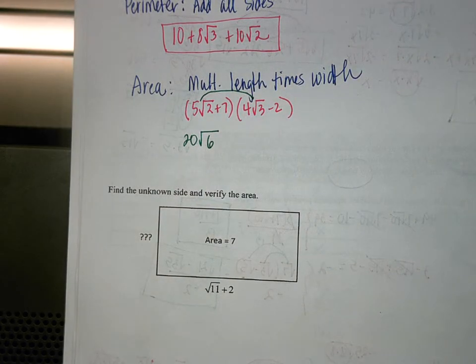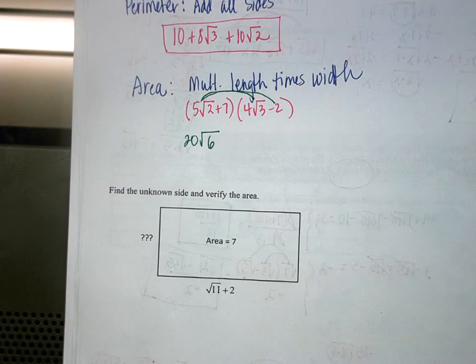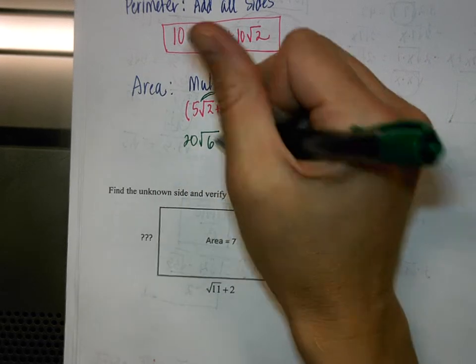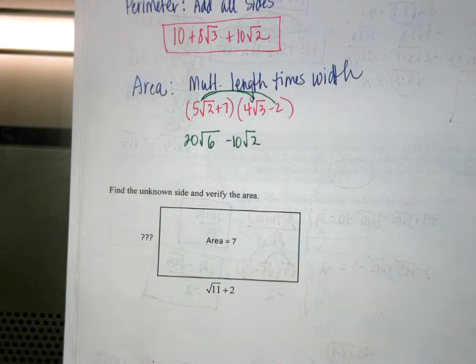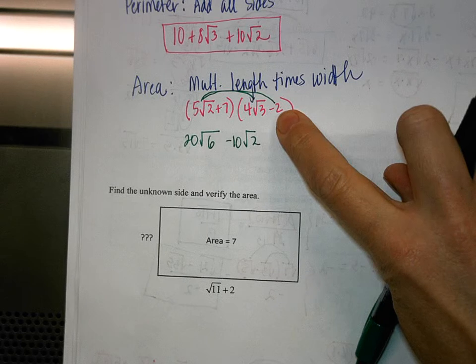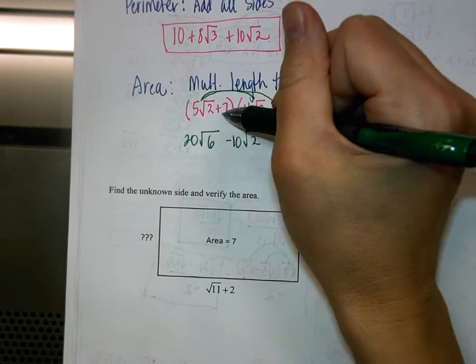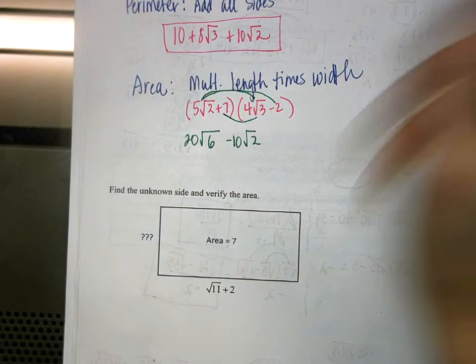Okay? Next, I have 5 root 2 times negative 2. So remember, very good, negative 10 root 2. You multiply numbers that are not under roots together and then the roots together. Okay, so since there's no root with this one, you just multiply it with the 5. Okay, moving now to the next term, 7 times 4 root 3 will make what? Very good, 28 root 3.